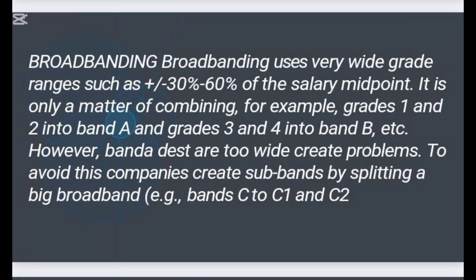Broadbanding. Broadbanding uses very wide grade ranges such as positive and negative 30% to 60% of the salary midpoint. It is only a matter of combining, for example, grades 1 and 2 into band A and grades 3 and 4 into band B, etc. However, bands that are too wide create problems. To avoid this, companies create sub-bands by splitting a big broad band, like band C into C1 and C2.